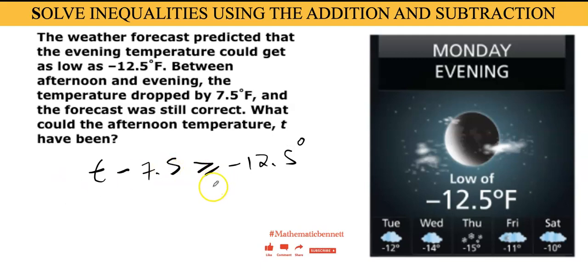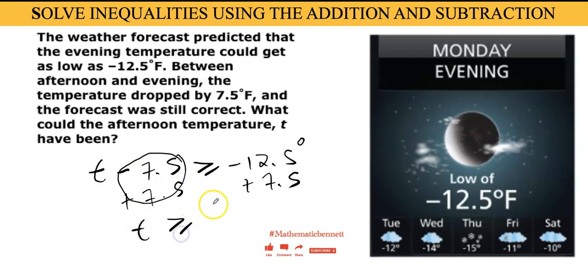From there, we could try to eliminate the constant again, trying to get the variable by itself. So we can do the inverse operation. We notice that we are subtracting 7.5 here, so we could add 7.5 to this side of the inequality. We have to add it to this side as well to keep the inequality balanced, because it's similar to an equation, but it's not an equation. We notice that we got a zero pair right here. We see that t will be greater than or equal to negative 5 degrees.